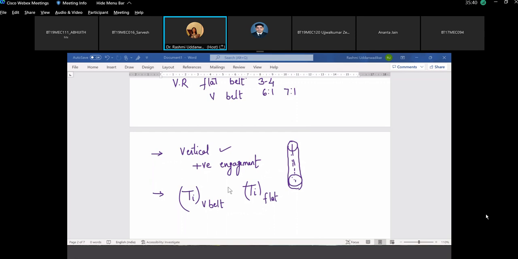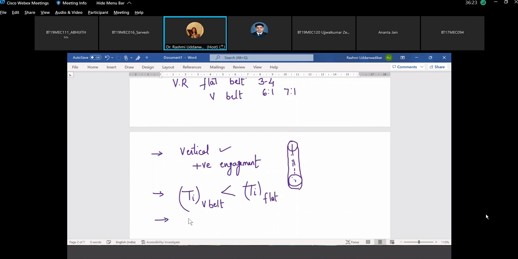Initial tension in V belt is less than the initial tension in the flat belt because this is like a positive engagement. So this is not exactly similar, but it is quite close to a gear drive. So it is engagement between the groove of the pulley and the belt itself. And hence, even with lesser initial tension, this can start transmitting power. Unlike a flat belt, if the initial tension is reduced to zero in flat belt, it will not start transmitting power. And so the required initial tension for V belt is always less than flat belt. We'll talk about chain drive where this initial tension is not required at all.